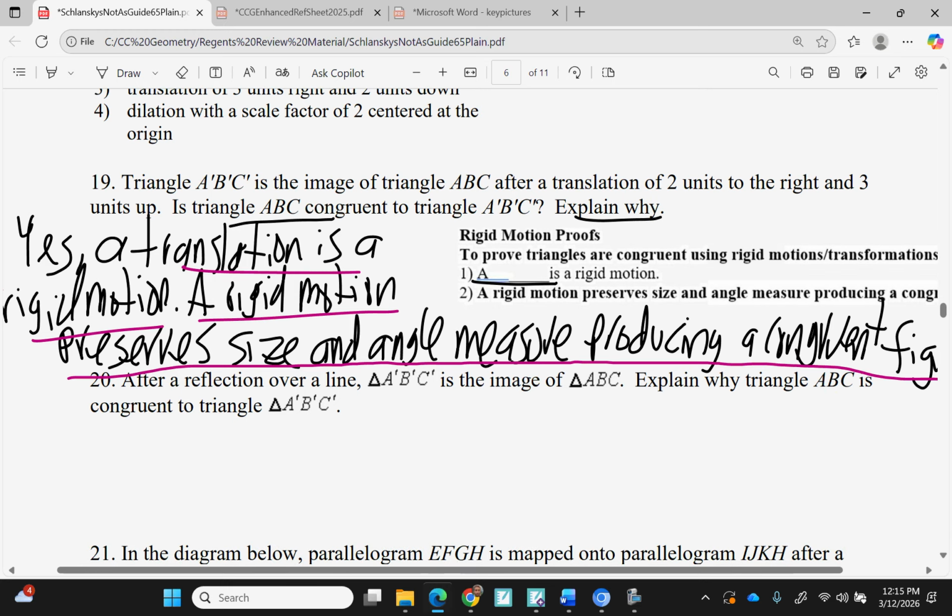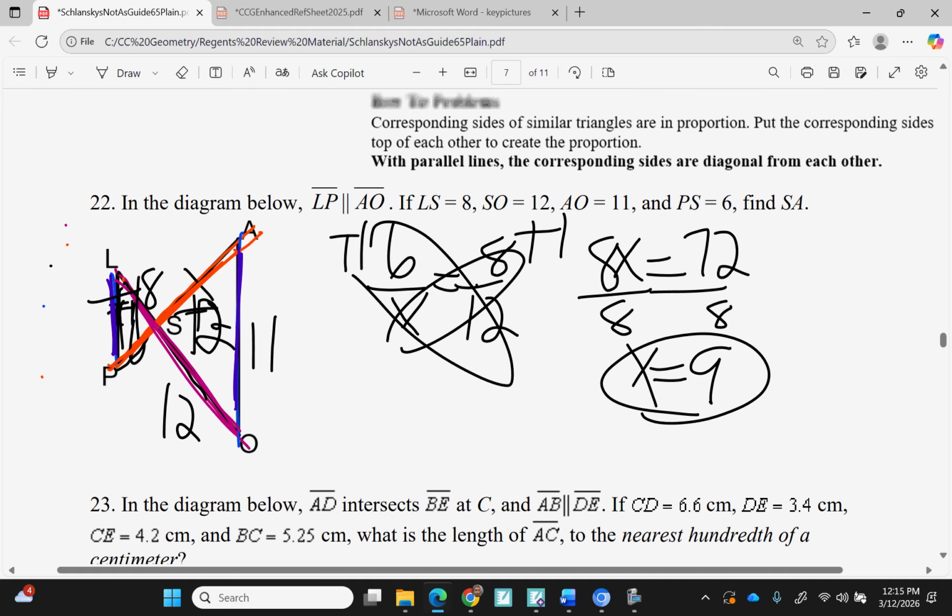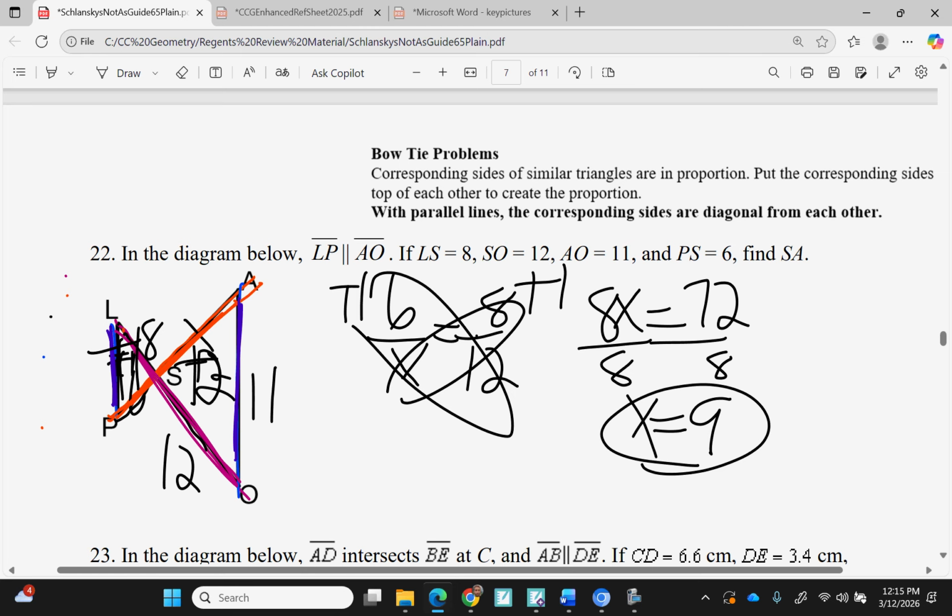If it says to explain why they're congruent, a blank is a rigid motion. A rigid motion preserves size and angle measure, producing congruent figure.